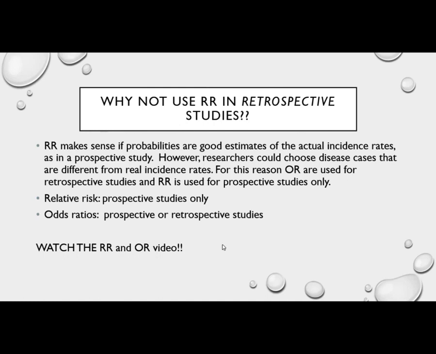Why not use risk ratio in retrospective studies? Risk ratios make sense if probabilities are good estimates of the actual incidence rates, as in a prospective study. However, researchers could choose disease cases that are different from real incidence rates. For this reason, odds ratios are used for retrospective studies, and risk ratio is used for prospective studies only. So, relative risk, prospective studies. Odds ratios can be used for both. Watch the video, it explains it very, very well.